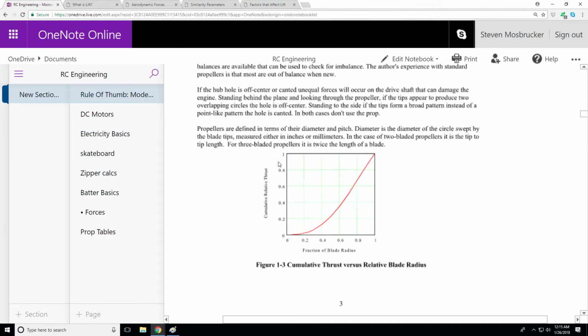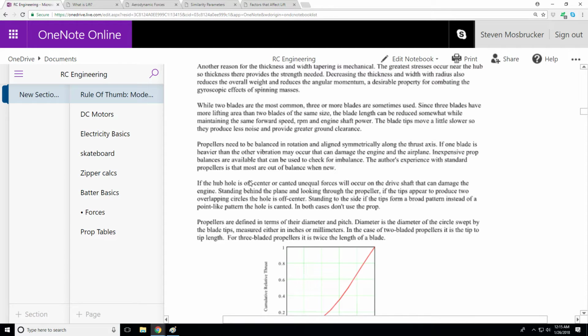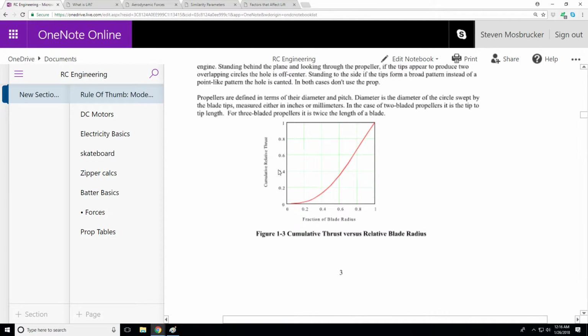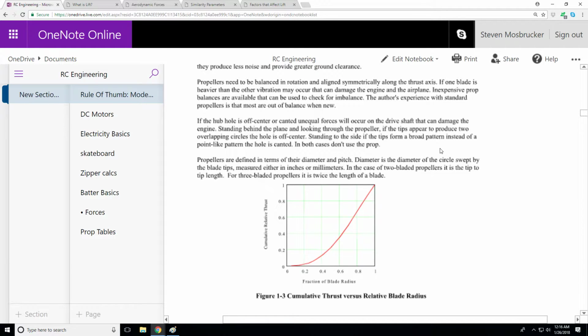So you could actually adjust, and it has a few calculations in here of how you could adjust if you have a 2-blade prop but you want to go to a 3-blade prop, what is that equivalence? Here it's talking about how propellers need to be balanced, and what happens if your hole is not perfectly in center, if your prop is not manufactured correctly.